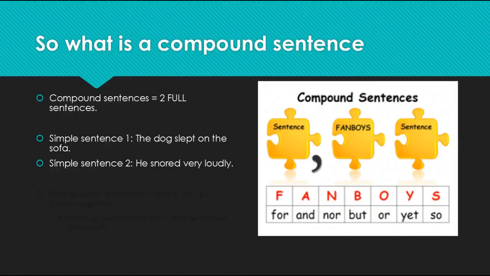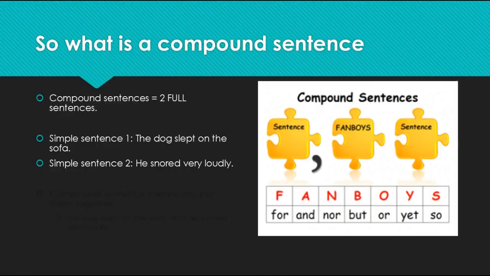So, our simple sentence number one, the dog slept on the sofa. Simple sentence two, he snored very loudly. Look to the right in my picture. What word could you put in between these two sentences to make it make sense? For, and, nor, but, or, yet, or so. Pick one of those words in your head and see which one you think would work best in between the sentences. The dog slept on the sofa. He snored very loudly.